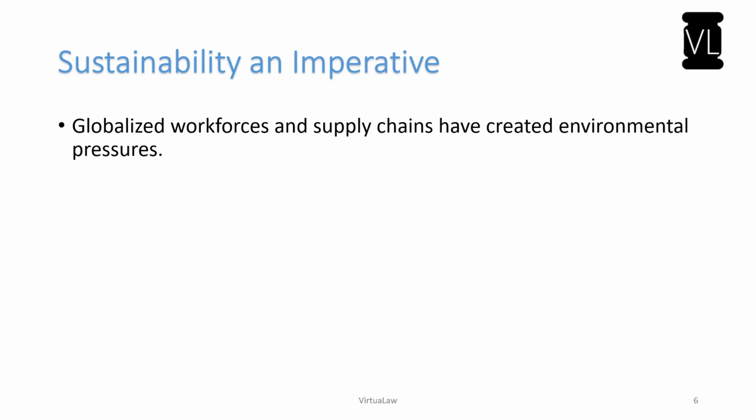So why is sustainability an imperative? By imperative, we mean very important, something which you cannot miss out on. So every corporate is now trying to have products which are sustainable in nature. What are the reasons for it? Number one is that globally, all the workforces, that is labor and workers, and also the supply chains, that is the suppliers, have created certain environmental pressures on the organizations, right? So they are not willing to tie up with organizations which are not environment friendly.